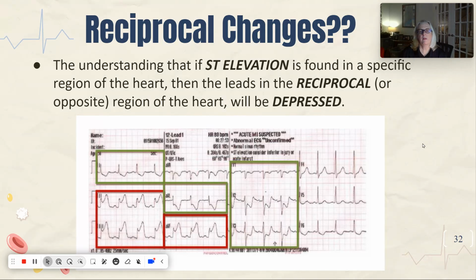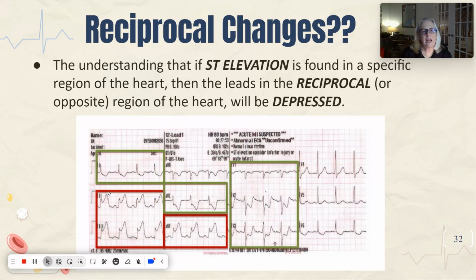All right. So a reciprocal change means that if we see ST elevation in one region of the heart, the opposite of it we should see ST depression. That's what that means. So if I have ST elevation in one region, the opposite of it, its reciprocal, would be depression. Okay. So this is kind of a cool example here.